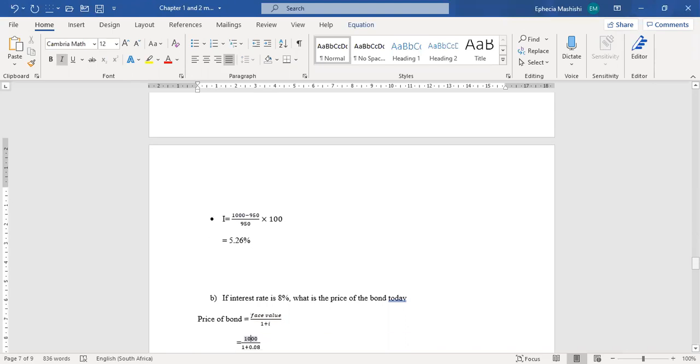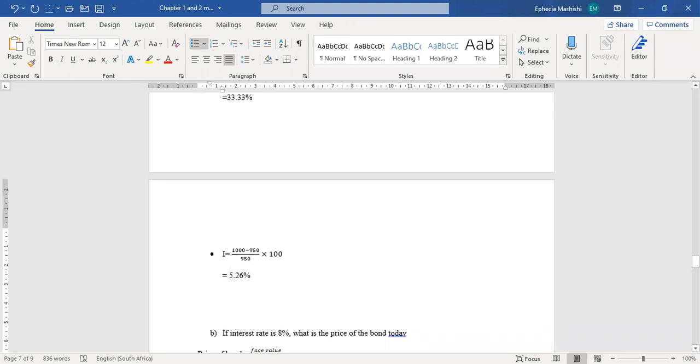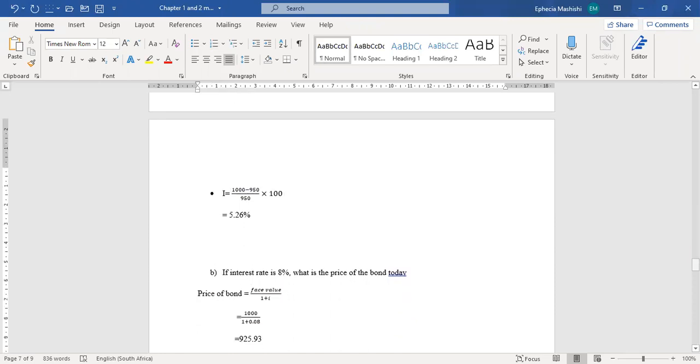So to calculate the price of the bond, we take the face value of the bond, which is 1,000, and divide it by 1 plus the interest rate. So it's going to be 1,000, the face value, divided by 1 plus 0.08, which is the interest rate, and that should give us a solution of 925.93.